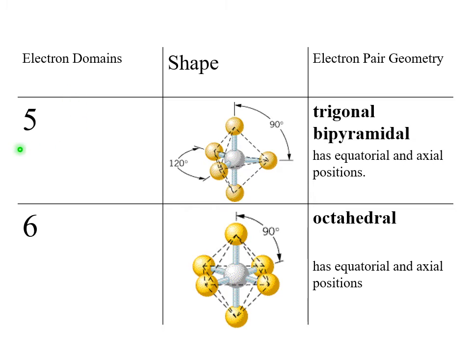Now, if we have 5 electron domains, the best arrangement will be trigonal bipyramidal. So you have a triangle and 2 points above and below the main. If you have 6 domains, you have octahedral arrangement. What about numbers above 6? They exist, but they are relatively rare, and I will not go after them in this class.